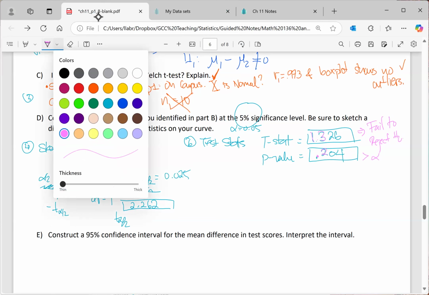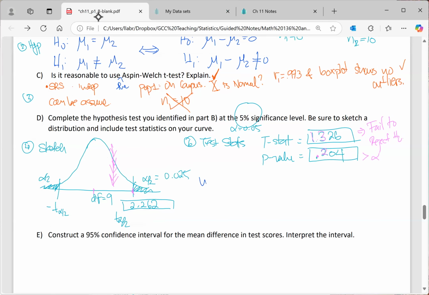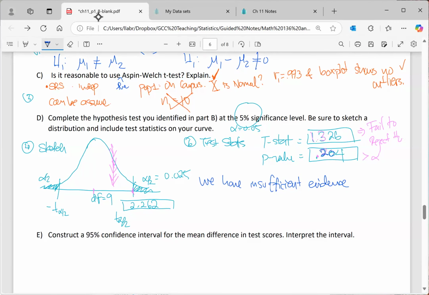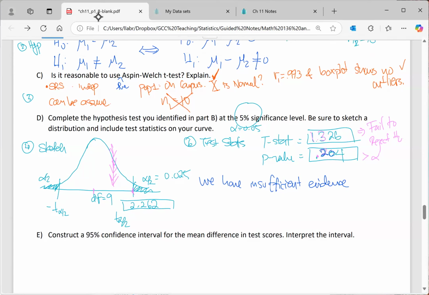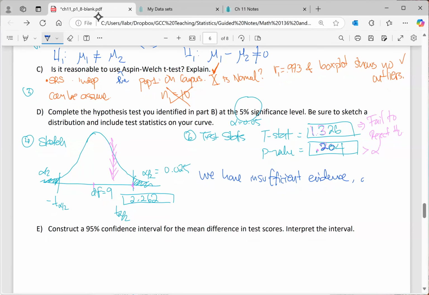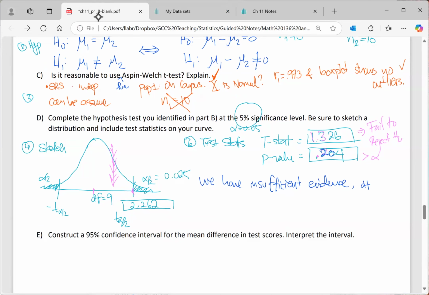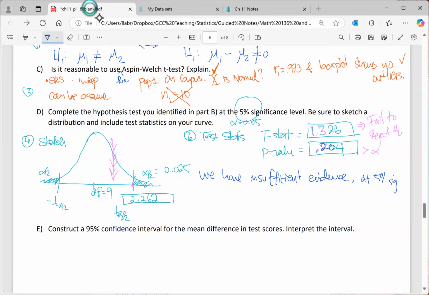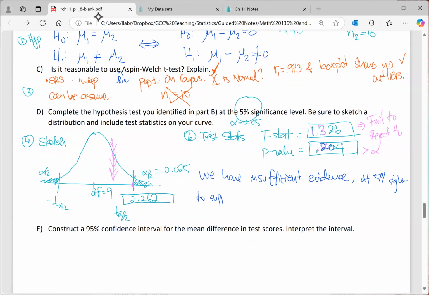So let's go ahead and summarize this. We're going to write, we have insufficient evidence, and usually it's important to tell me what the threshold for evidence was, but 20% is not going to be significant at all in any case, right? That's a 1 in 5 chance. So I guess for us right now, we're just going to say evidence at the 5% significance level to support the claim.